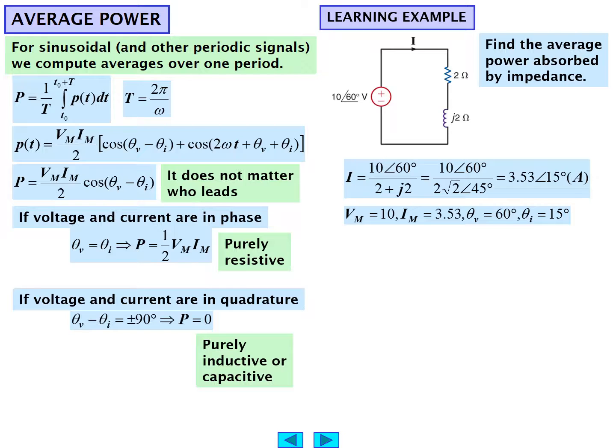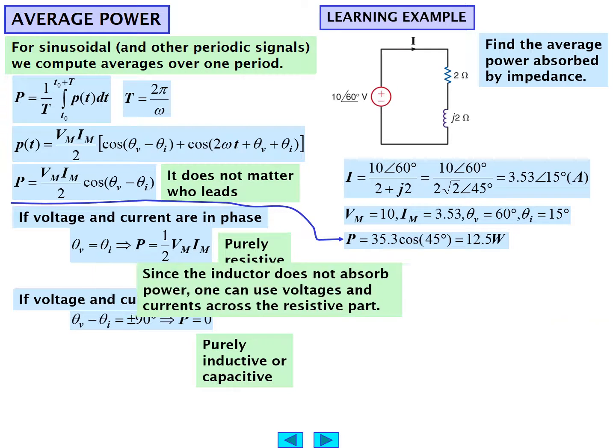V_m is 10, of course. I_m is 3.53. Theta v is 60 degrees, as given in the problem, and theta I is 15 degrees, as we obtained in the calculation. So therefore P is the product of V_m I_m over 2, times cosine 45 degrees, which is the difference between theta v and theta I, and that results in 12.5, and the units of power, of course, are watts.